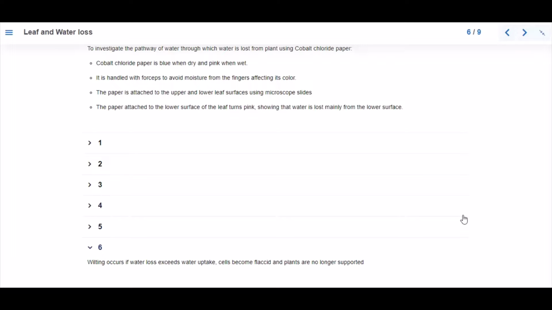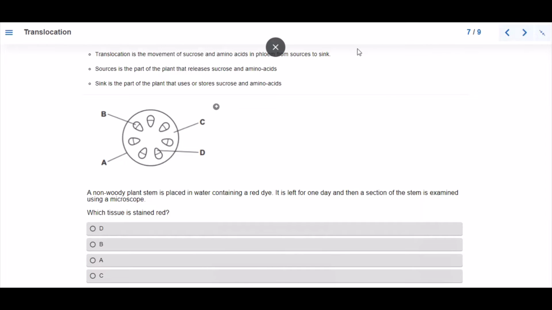Wilting occurs if water loss exceeds water uptake. Cells become flaccid and plants are no longer supported. Translocation is the movement of sucrose and amino acids in the phloem from sources to sinks. Sources are the parts of the plant that release sucrose and amino acids, while a sink is the part of the plant that uses or stores sucrose and amino acids.